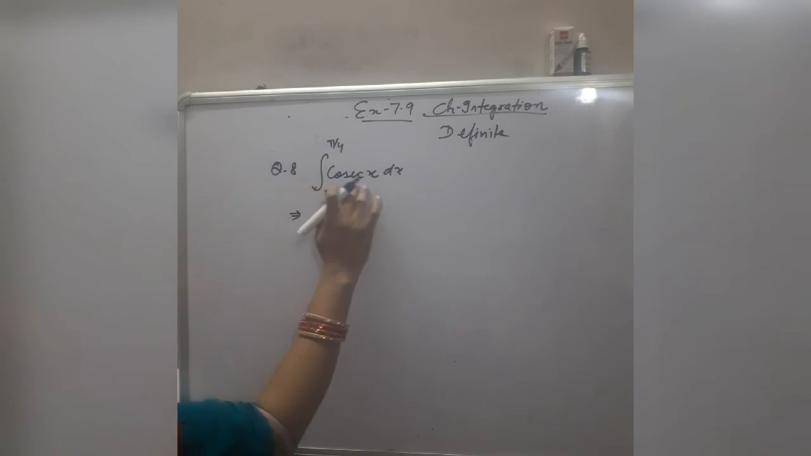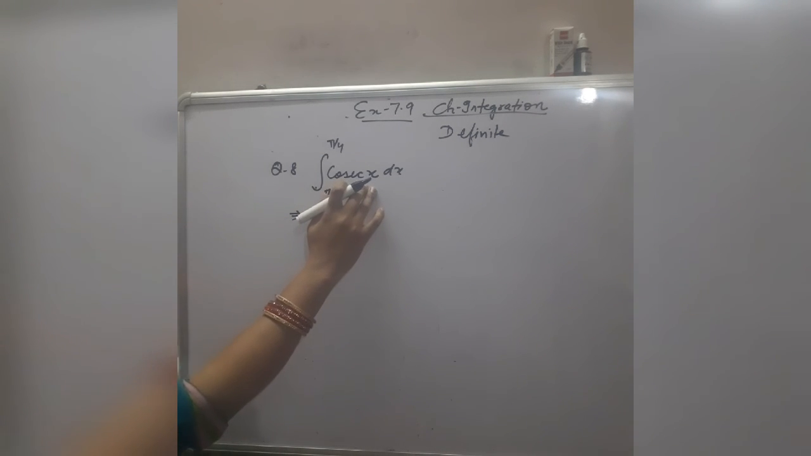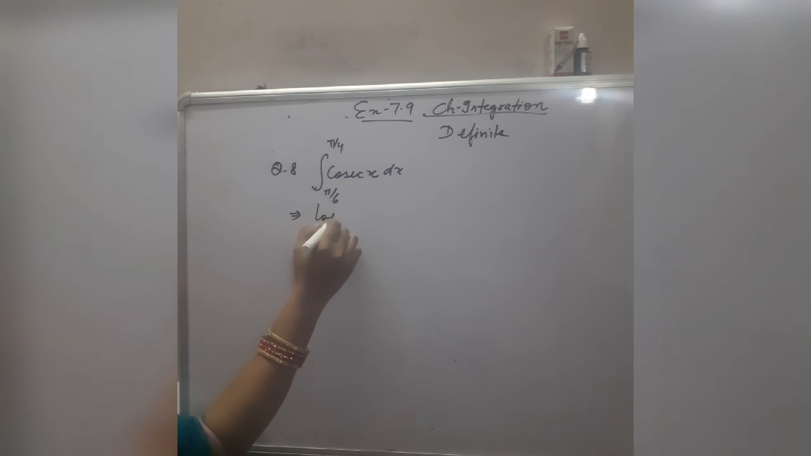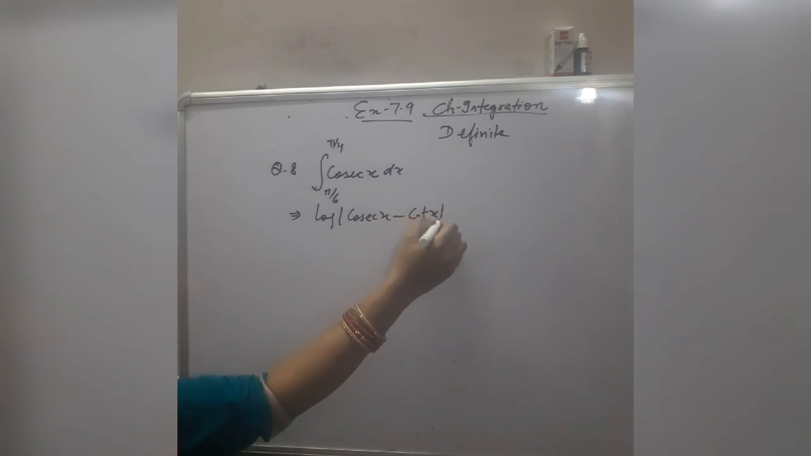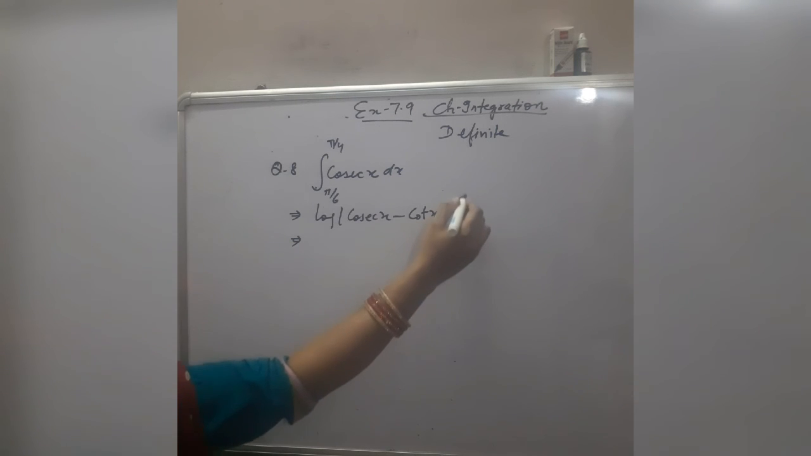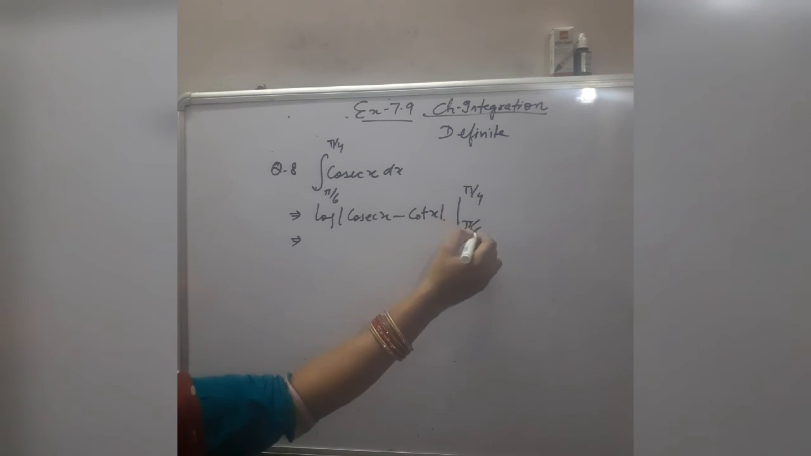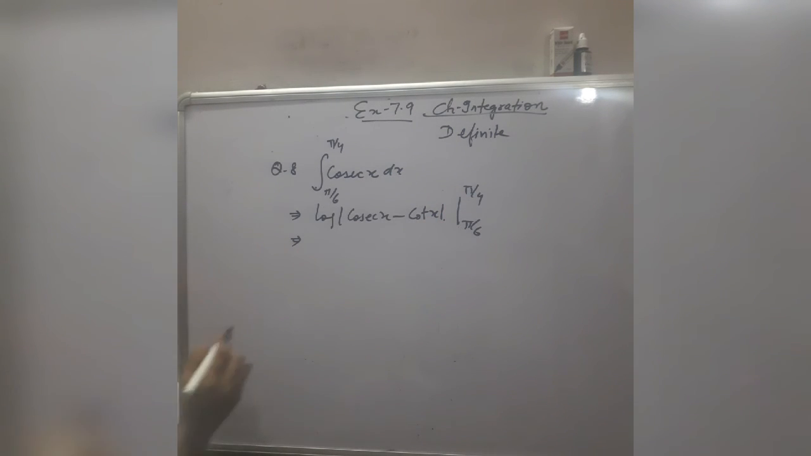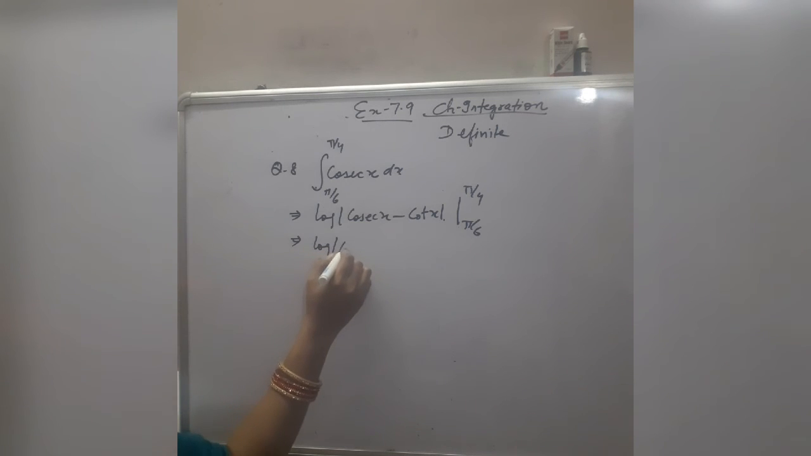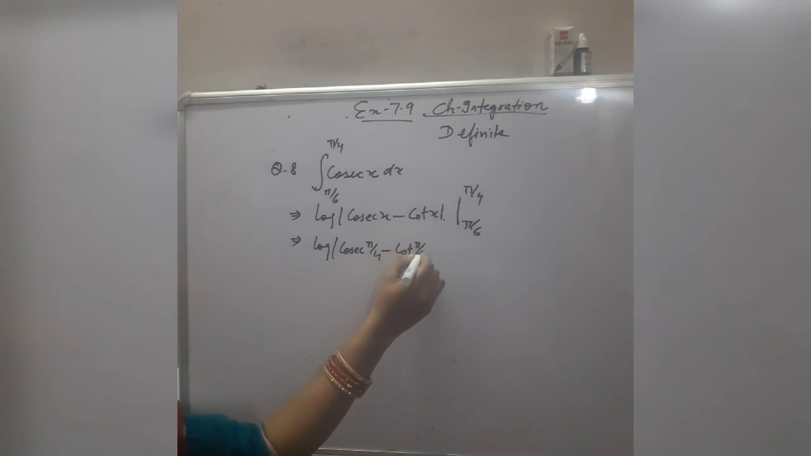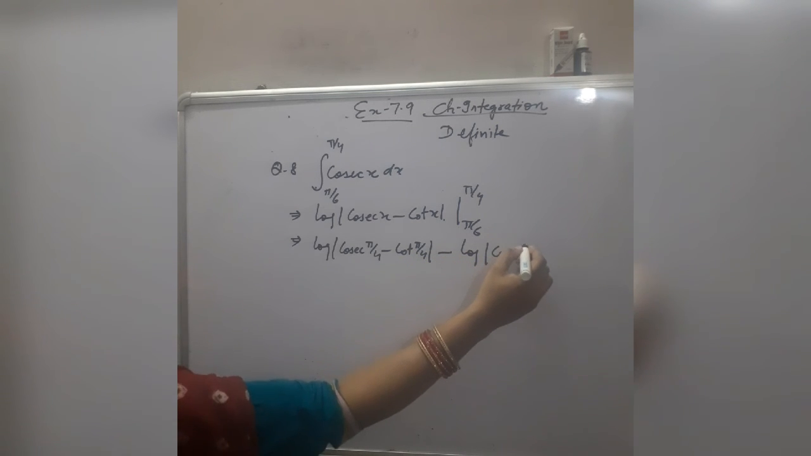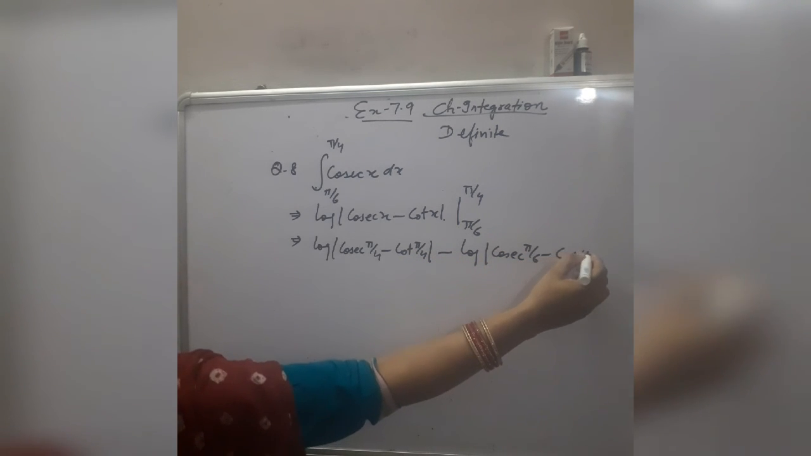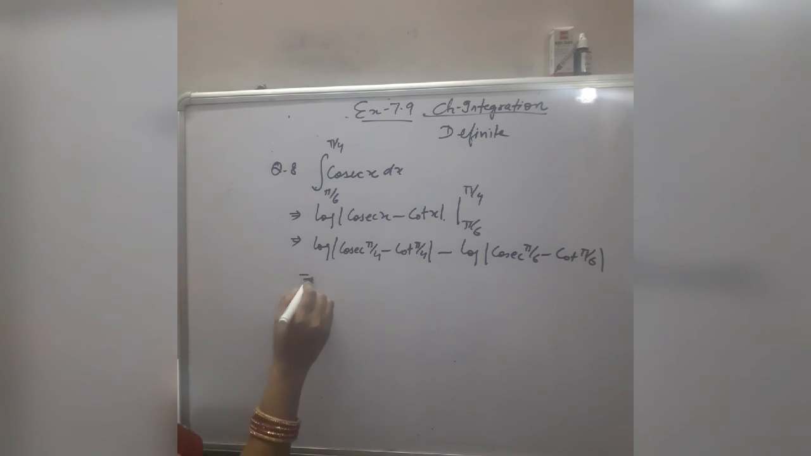Now all of you know that the integration of cosecant x is log cosecant x minus cot x. Log cosecant x minus cot x, and then upper limit and lower limit. So firstly we will put the upper limit. You will get log cosecant pi by 4 minus cot pi by 4, then minus the lower limit, log cosecant pi by 6 minus cot pi by 6. Now simplify it.